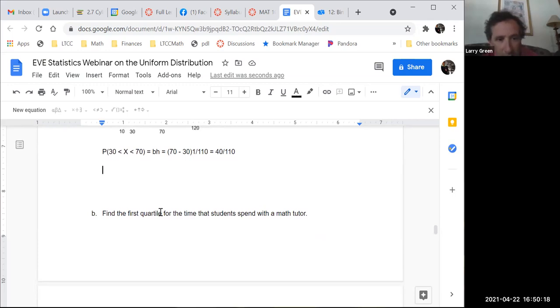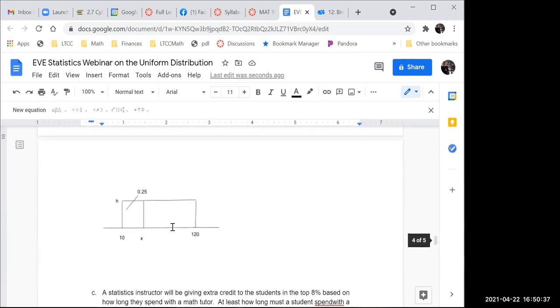Part B is find the first quartile for the time that students spend with a math tutor. Who remembers what first quartile means? 25%. Yeah, the 25th percentile. So the key again is the picture.